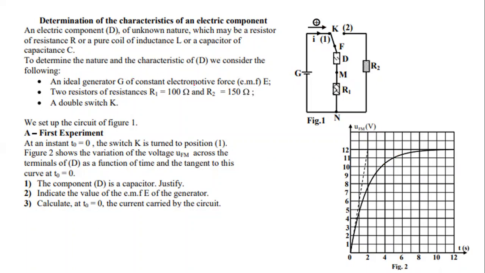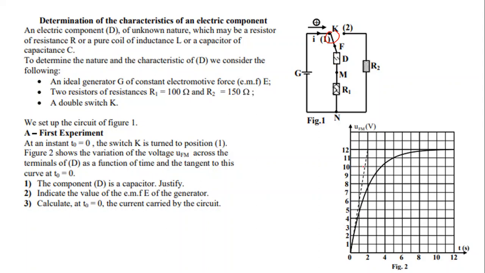So we have an ideal generator of electromotive force E, two resistors R1 and R2, and a double switch. So we have the circuit in the figure. In the next figure, we continue now. First experiment, at t equals 0, the switch K is turned to position 1. So here, in this position.